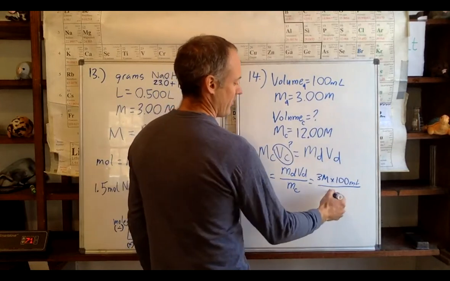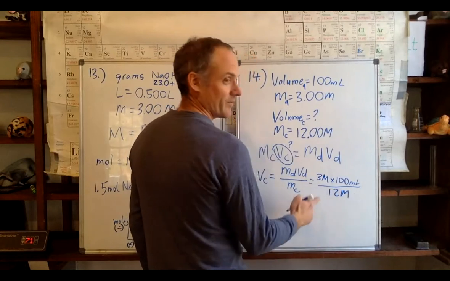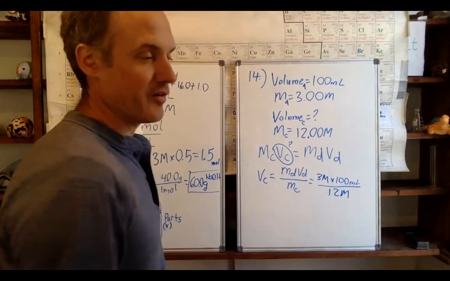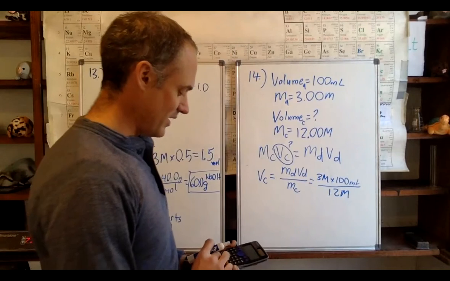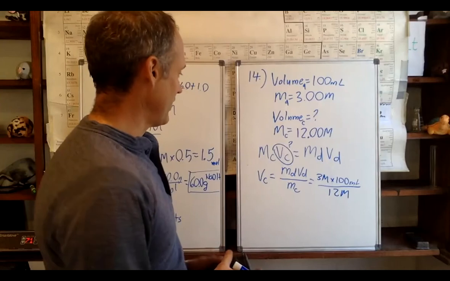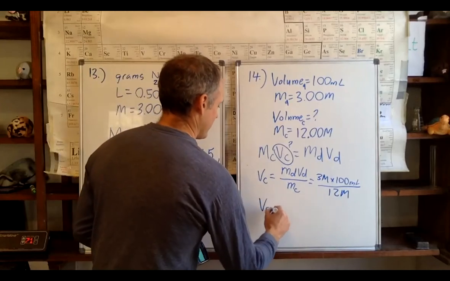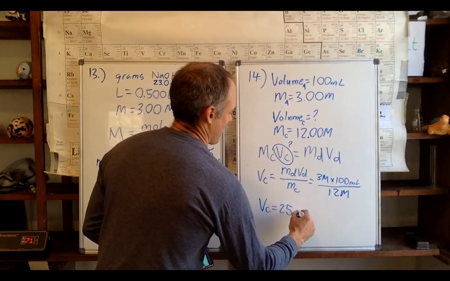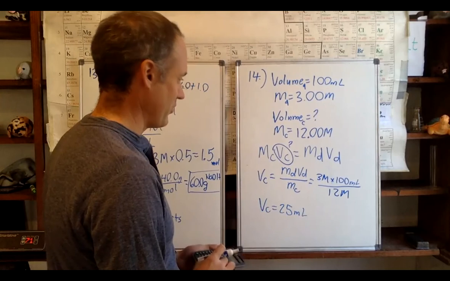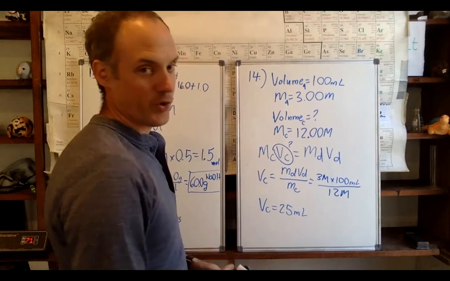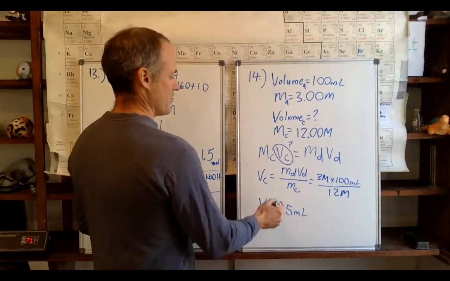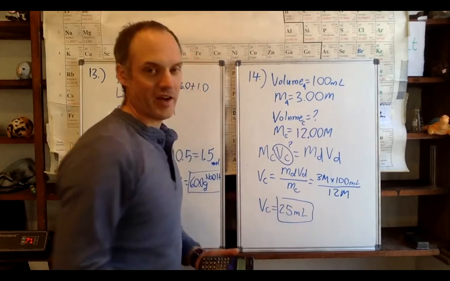And it's starting with a 12 molar solution. So this is 3 over 12, which is 0.25. It's a quarter. So really it's just a quarter of 100 milliliters, which is 25. So you take 25 milliliters of that.